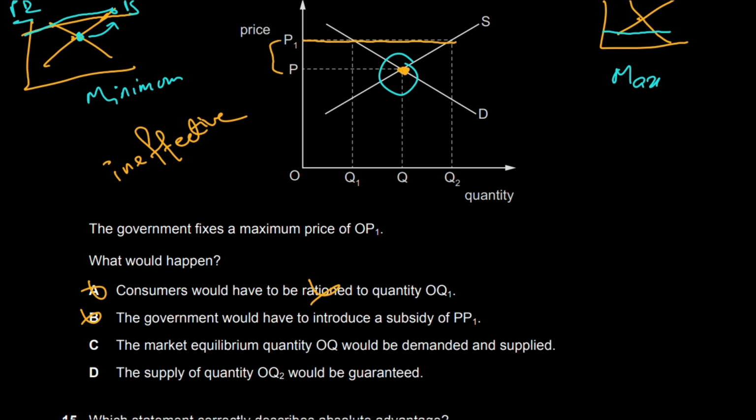C states the market equilibrium quantity 0Q would be demanded and supplied. Exactly. So the market equilibrium quantity will be demanded and it will be supplied as well. Hence, maximum price will not have any effect on the equilibrium price. So C is the correct answer. The supply of quantity OQ2 would be guaranteed. Now this is totally something else. This would be in the case of minimum price.